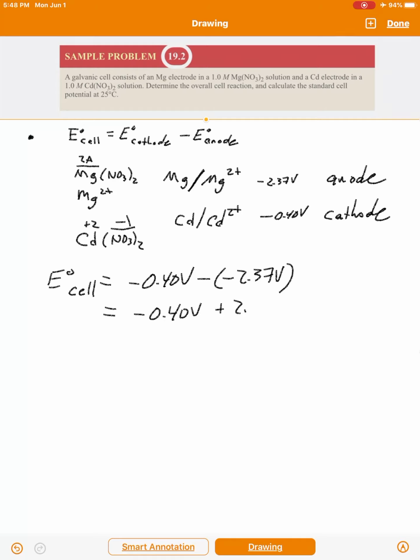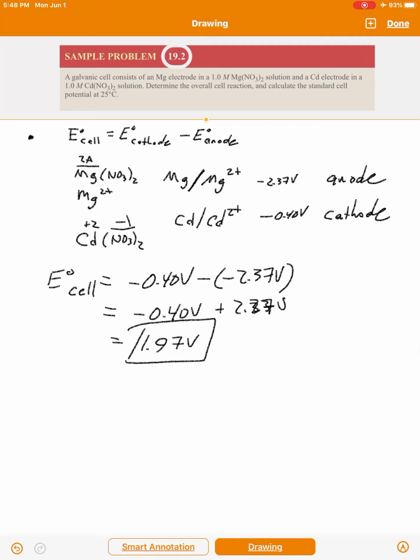This becomes +2.37. So you get 1.97 volts, right? Is that right? Yep. There we go. So this would generate almost 2 volts if we made this cell together.